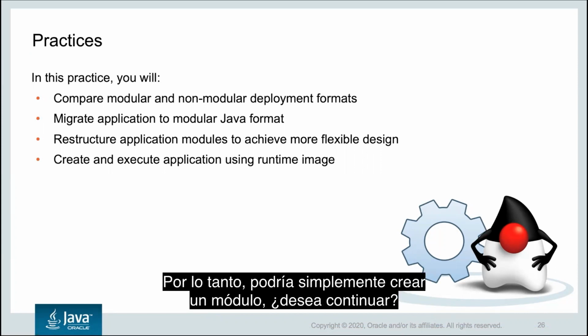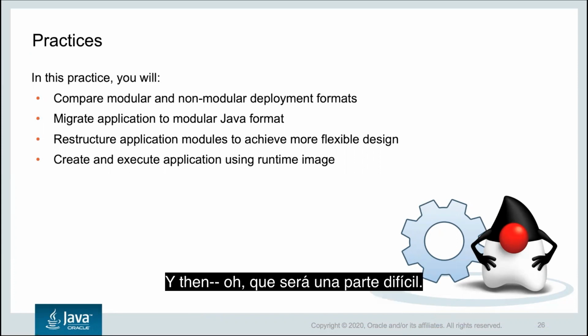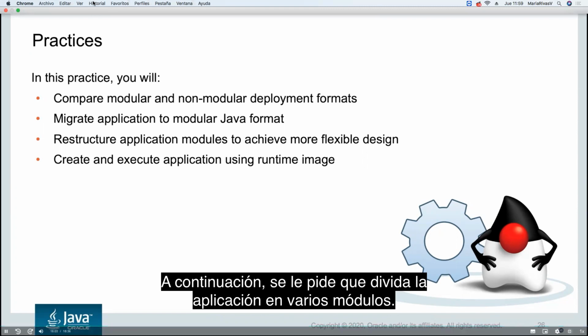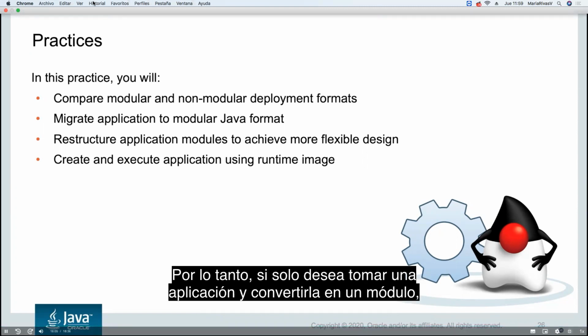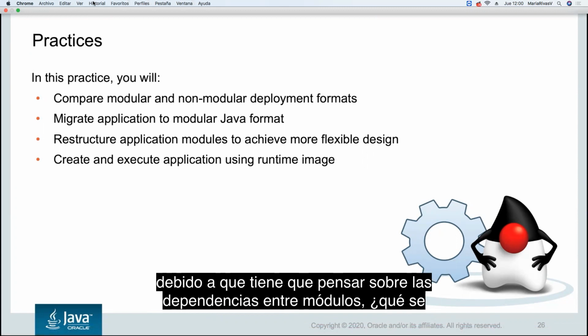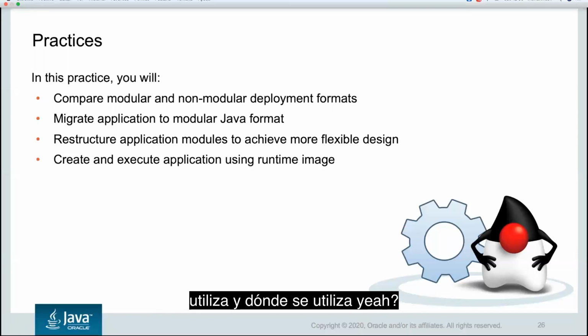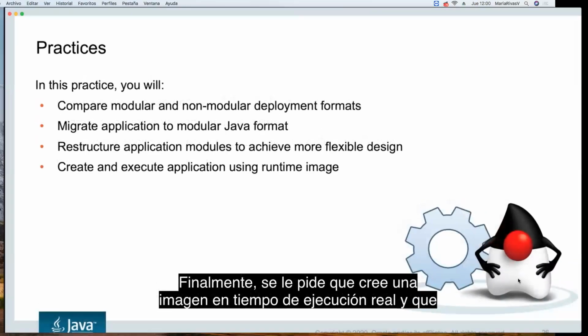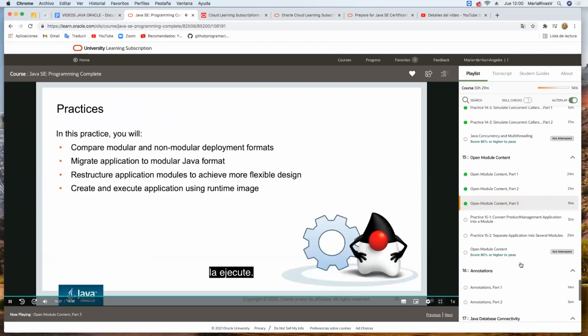So you could just create a module. We'll do that. And then there will be a more difficult part. Then you're asked to break your application into several modules. If you just want to take an application and convert it to a module, that's pretty trivial. But if you want to break it apart into several modules, there's a bit more to it because you have to think about the dependencies between modules, what's used from where, and figure that part out. But you're asked to do that as well. And then eventually you're asked to produce an actual runtime image and execute that. So let's give it a try.